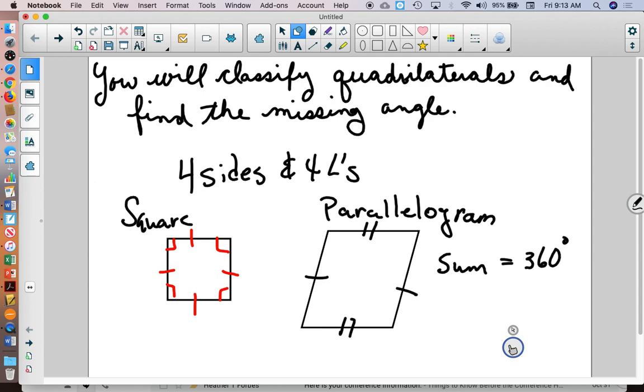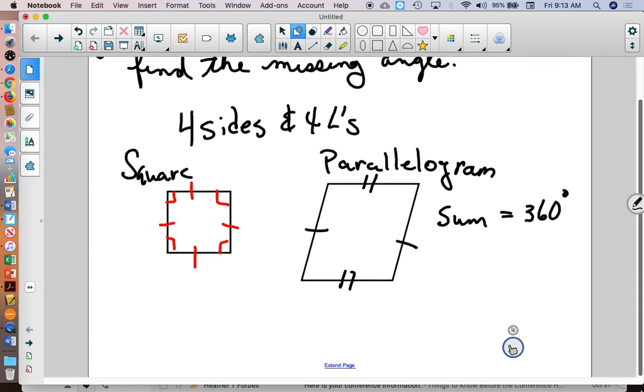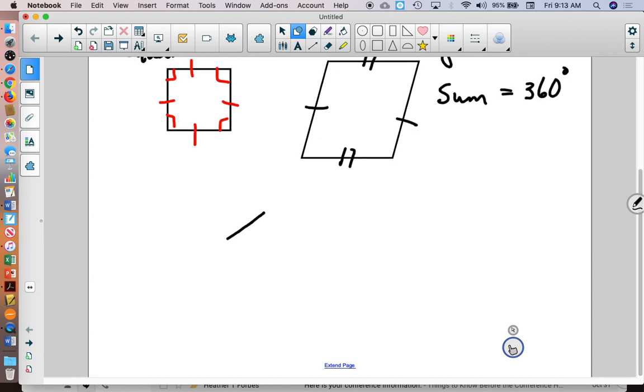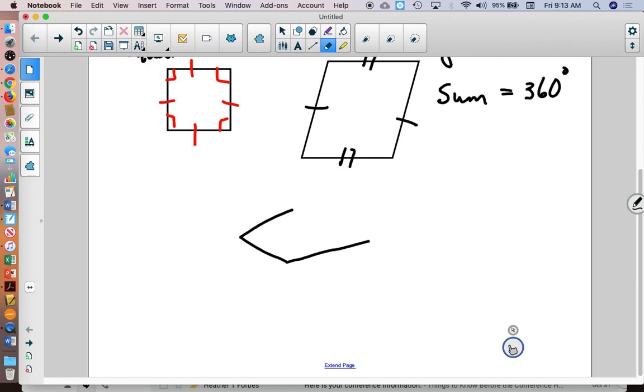What about this shape? Is it a quadrilateral? Let me see if I even have one. That's not real good, but as a matter of fact, that's just terrible. Anyway, you know what I'm trying to draw. Is that a quadrilateral? Yes. What kind of a quadrilateral would this be?